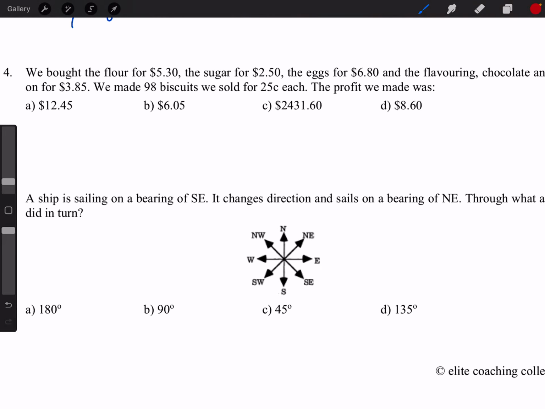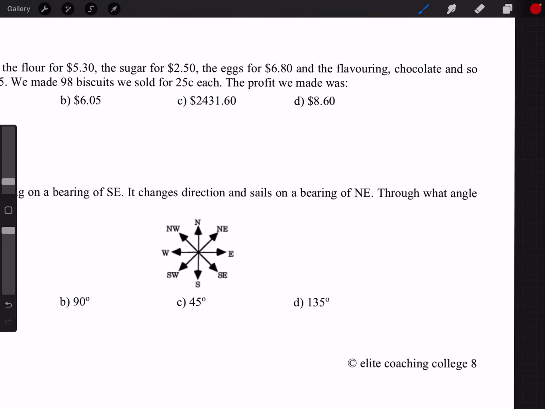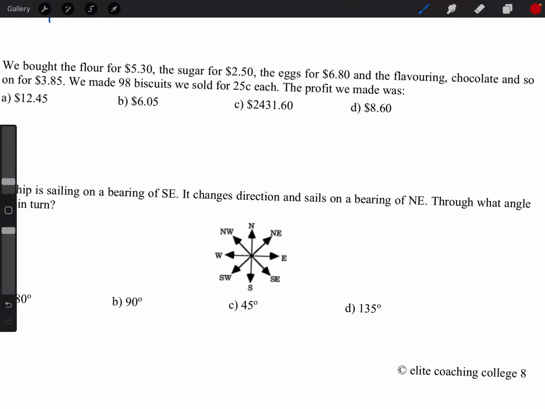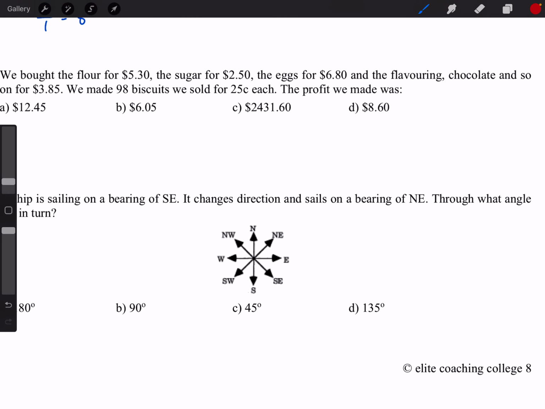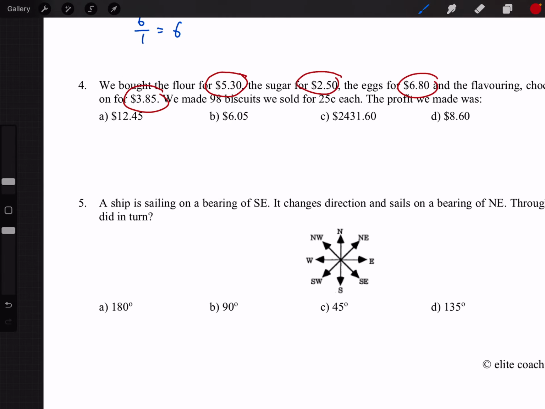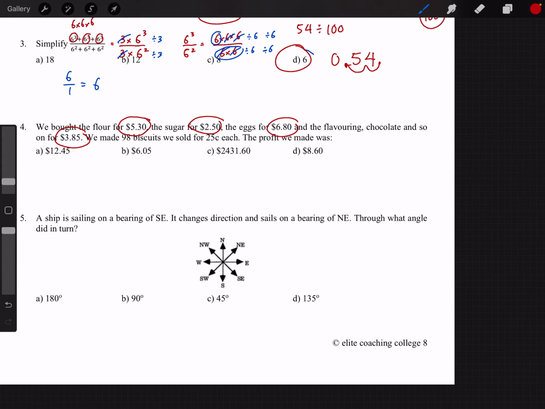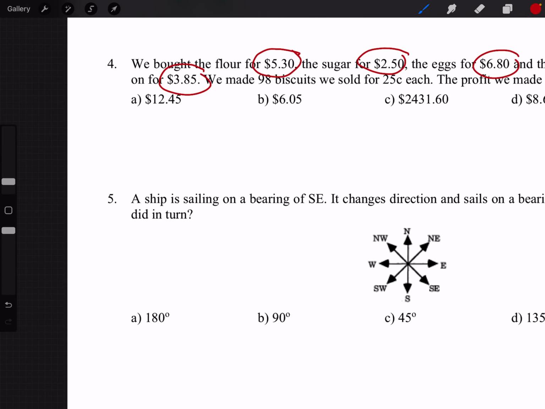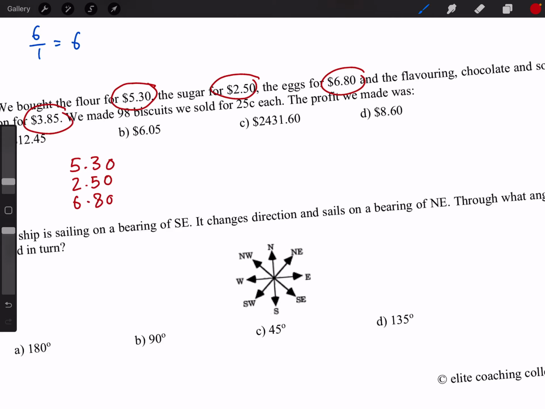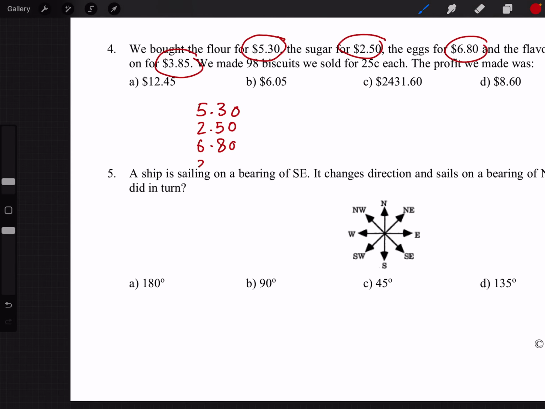Next one says we bought flour for $5.30, the sugar for $2.50, and the eggs for whatever, and the flavoring, chocolate, and so on for $3.80. We made 98 biscuits. We sold for 25 each. Okay, so they bought all of these ingredients for this amount of money. So what we do, we add them all up. So I'll just try add them up over here. You got 530, 250, 680, and 385.